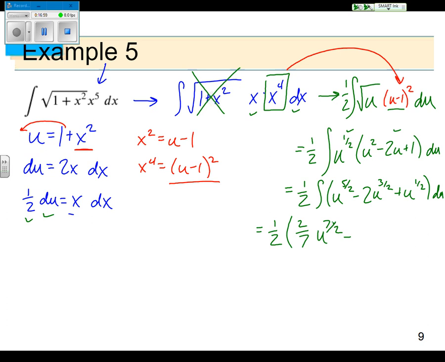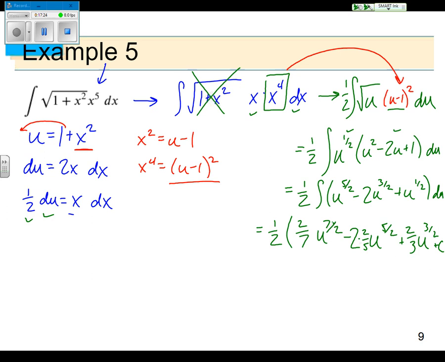Let's see, I raised the exponent by 1, u to the 5/2. Still got the 2 out here in front. Dividing it by 5/2 is the same as multiplying it by 2/5. Sorry, I kind of ran together right there, but I'll fix it in there. Raise the exponent by 1, put it over the new exponent, or multiply by its reciprocal. Plus c.